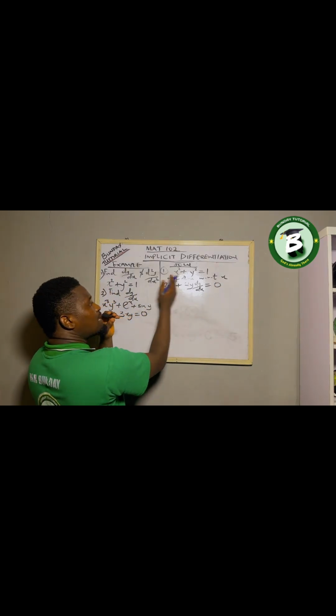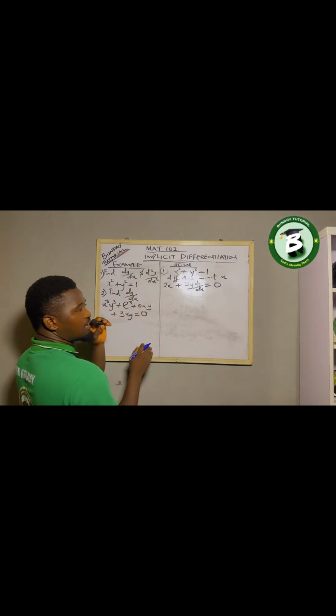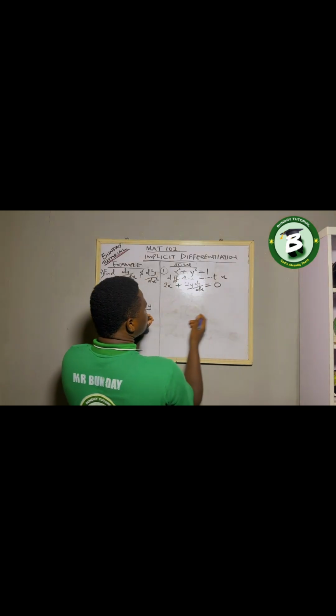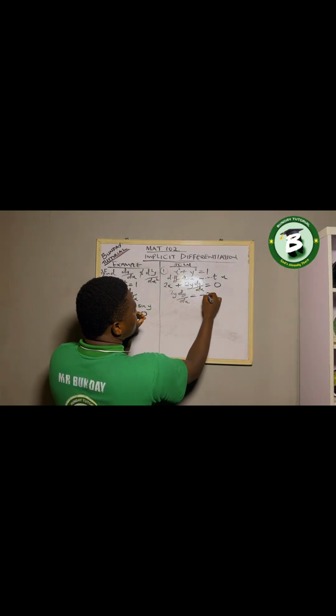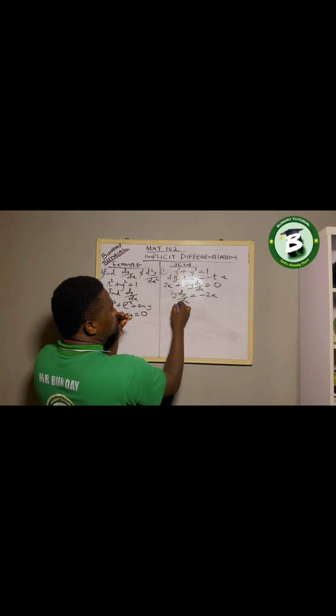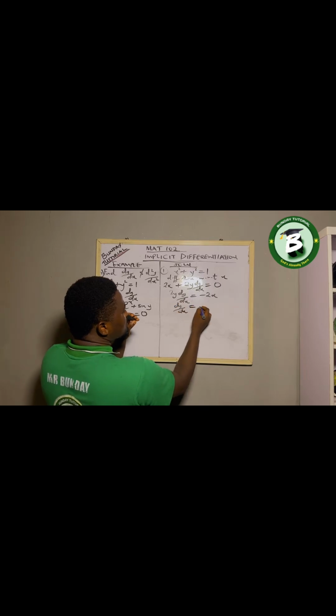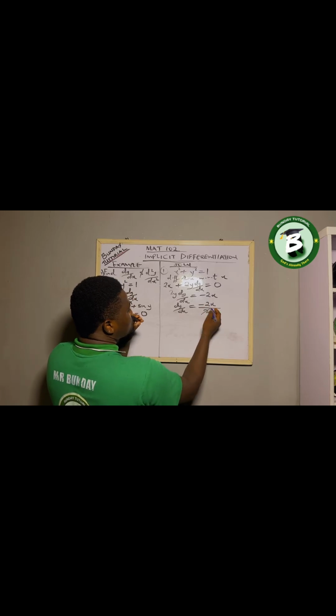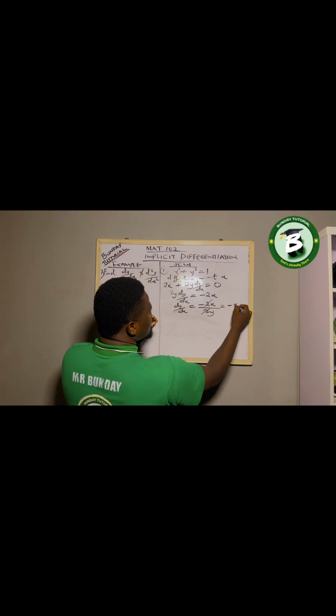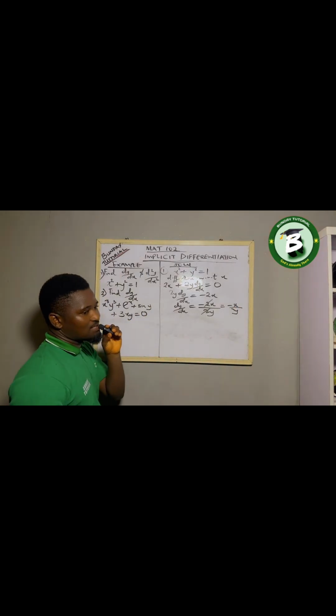So you now make dy/dx the subject of the formula. So you send the non-dy/dx term to the other side. So it becomes 2y dy/dx equals minus 2x. So my dy/dx equals minus 2x all over 2y. So 2 cancels 2, and we have minus x all over y. That's the answer. Can you see?